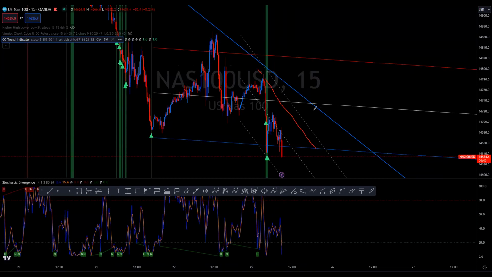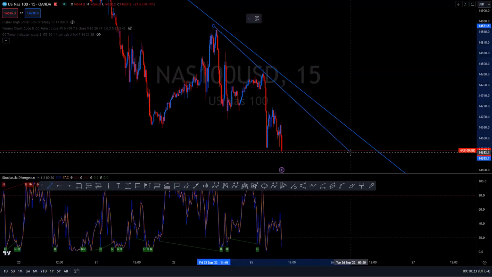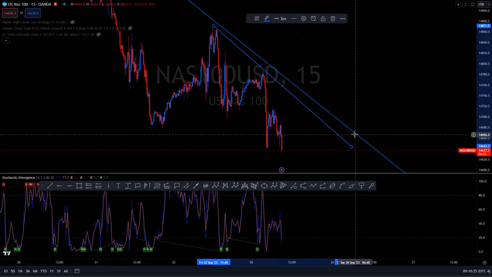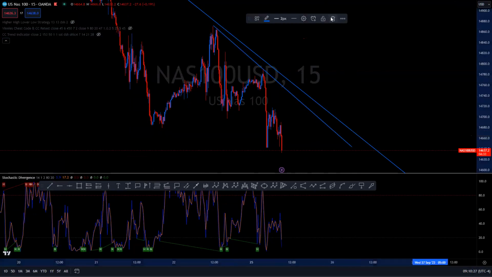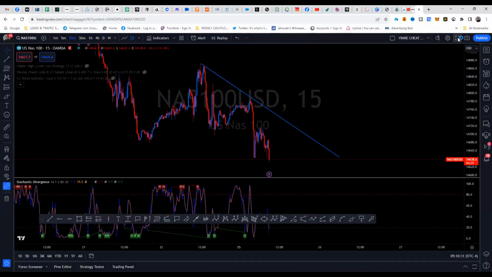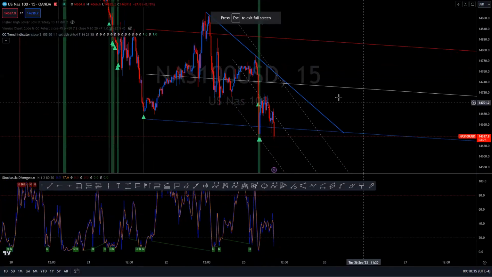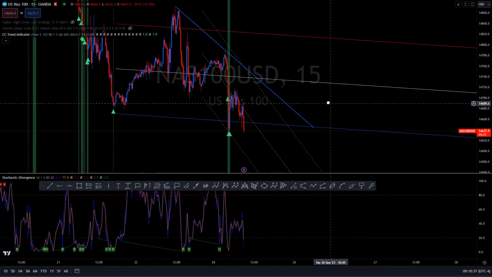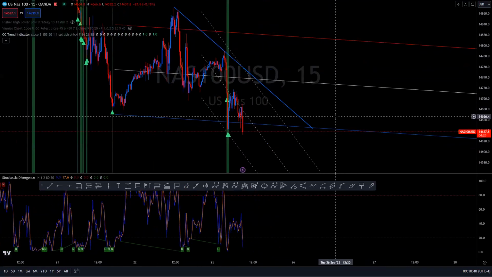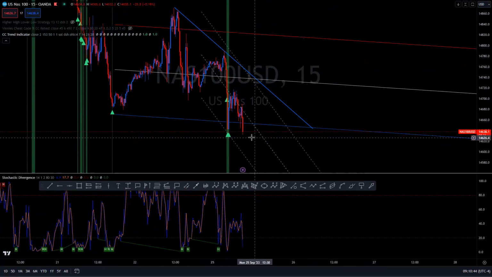So we're going to update our trend line here, because it's letting us know that price started to trend downward. Then we're just going to erase this. When we turn on the CC trend indicator, it lets us know here that price is currently pushing downward. So this is where we're going to draw trading ranges.